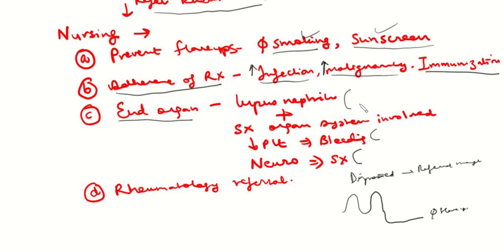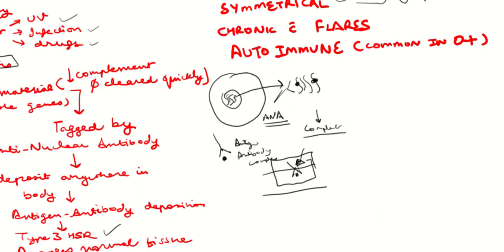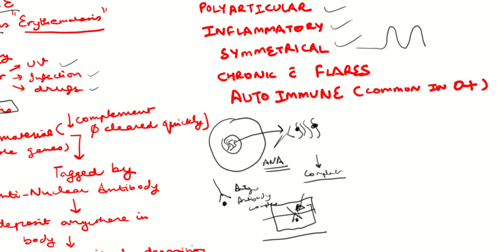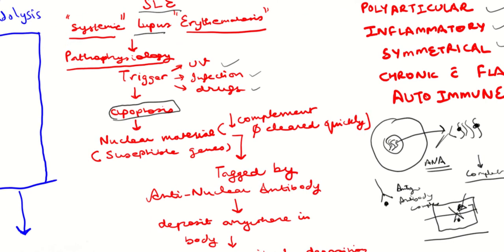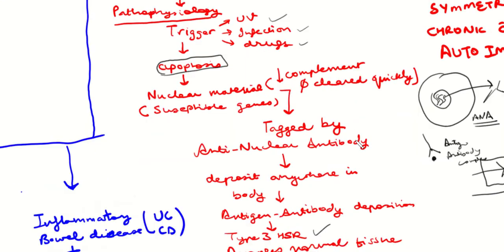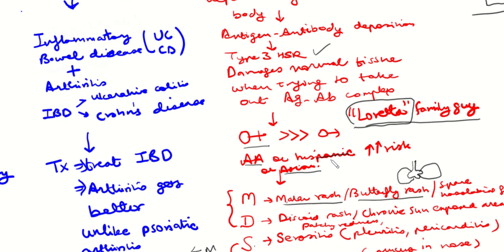Lupus nephritis, I think we've covered extensively. You see that one, that gets sent to the provider for biopsy and management. Okay? And that's lupus. So just to recap real quick, we talked about lupus and how it's polyarticular, inflammatory, symmetrical, chronic autoimmune disease. We talked about how the nuclear material comes out and is not cleared quickly, and it's susceptible, gets tagged by the antibody, and then you have type 3 hypersensitivity.